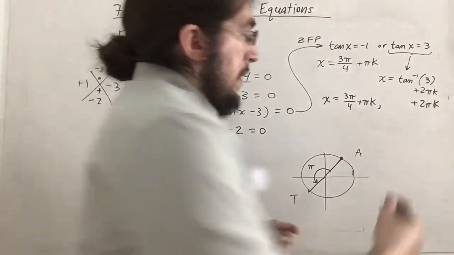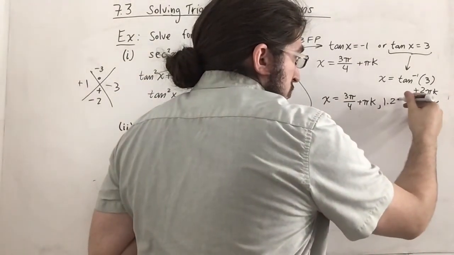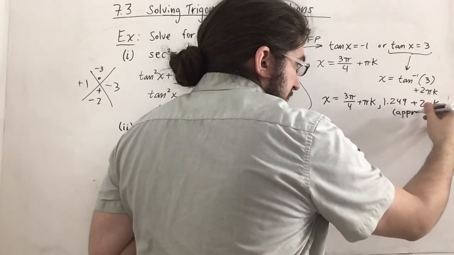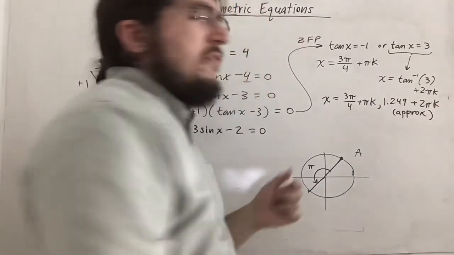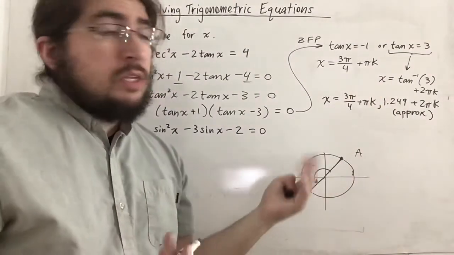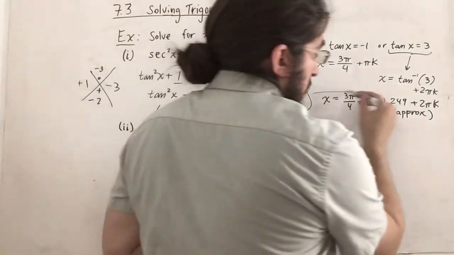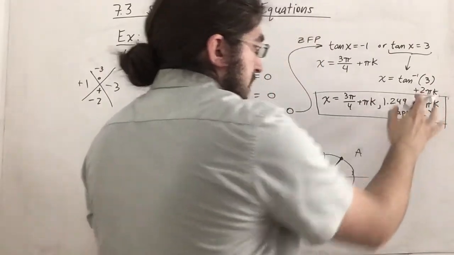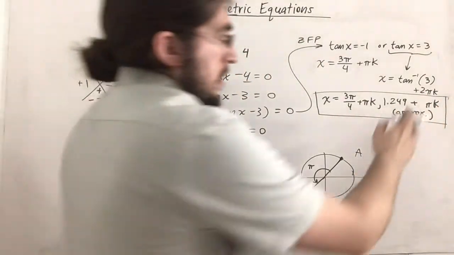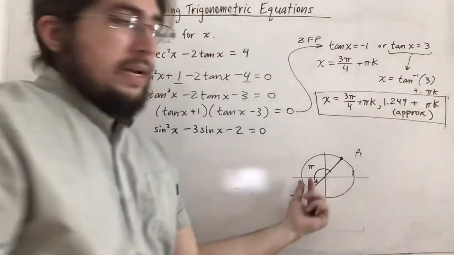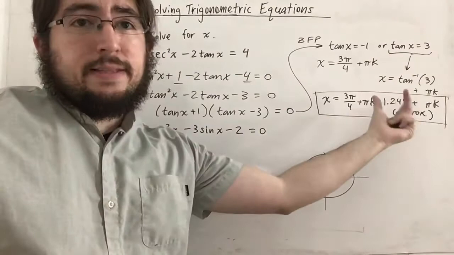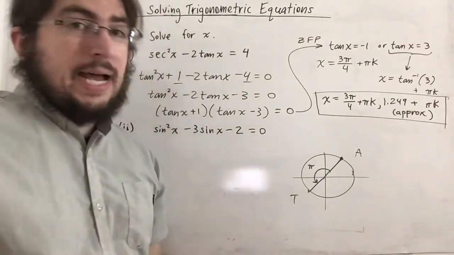I actually got about 1.249 approximately if you round to 3 decimal places. Or if you want to write it just as tangent inverse of 3, you can certainly do that as well. But I'll leave this as our answer now. And this was plus pi k, sorry, not plus 2 pi k, because of this phenomenon here. Or else we have to include the other one, which you can just get by adding pi to this number here, and then you could approximate that.